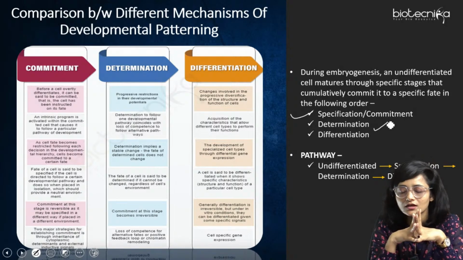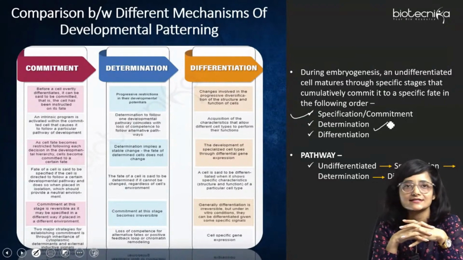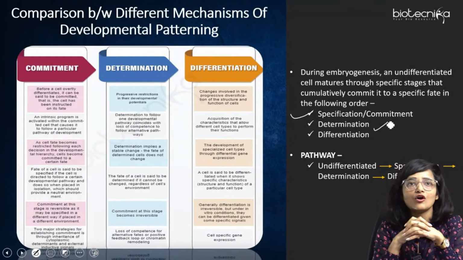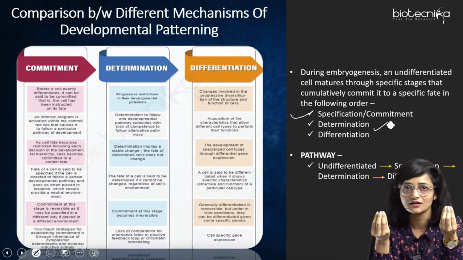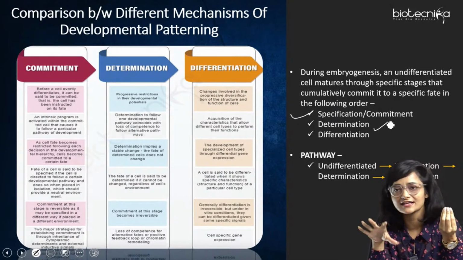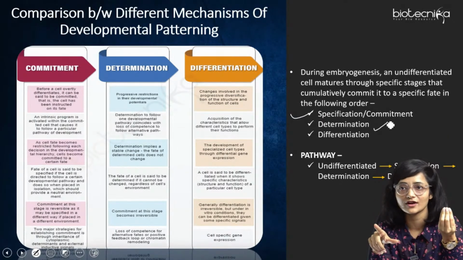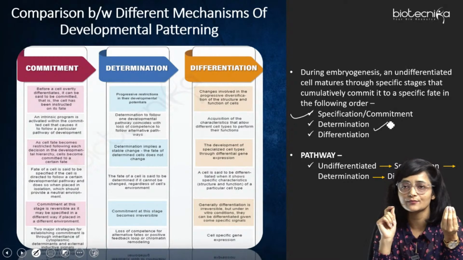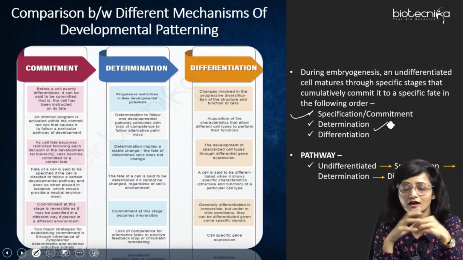Through this comparison table, firstly, in the case of commitment, it says that before a cell overtly differentiates, it can be said to be committed. That is, the cell has been instructed on its fate. So the cell is given an instruction that it will produce a certain type of cell. Its fate is already decided. So the cell has decided its fate, right? But it can revert back also. This is the property of commitment, that the reverting property takes place. But in the case of determination, it doesn't happen like that, right?